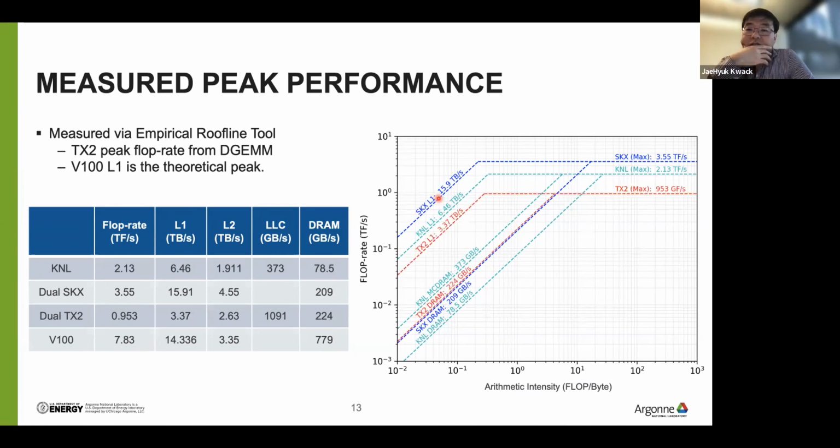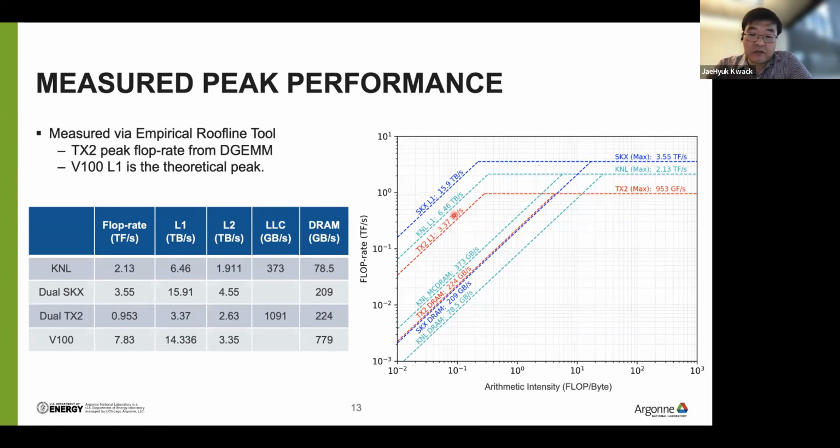And when you measure the ThunderX2, because of its shorter vector length compared to Skylake, its peak flop rate is much lower than the KNL and Skylake. It's around 1/4 of the Skylake, right? Its memory bandwidth was slightly better than the Skylake, but the L1 cache bandwidth is much lower than Skylake.